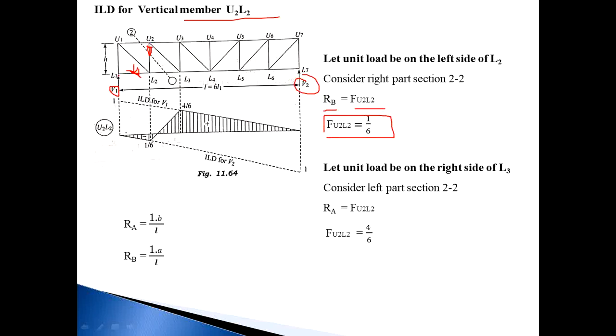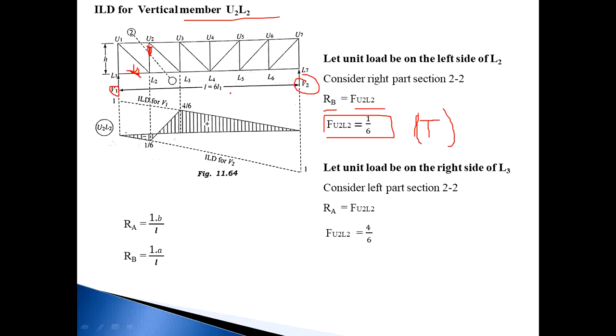When the load lies between L1 to L2, this is the first coordinate. And when the load lies between L1 to L2, the nature of the force in U2 L2 is tension. Away from origin means it is tension.